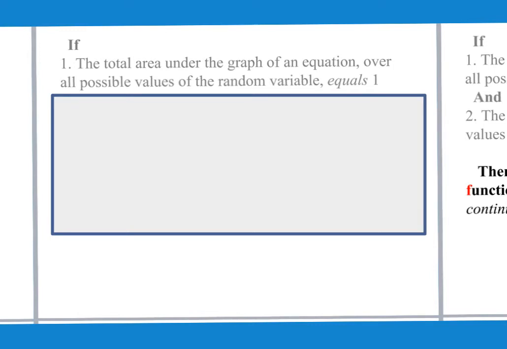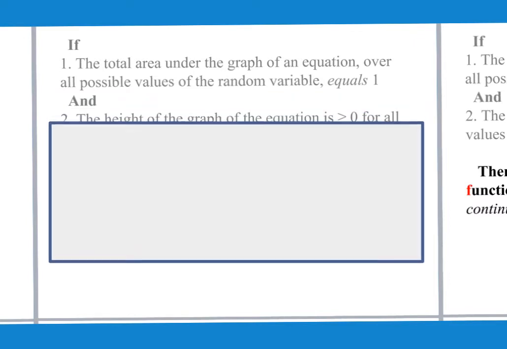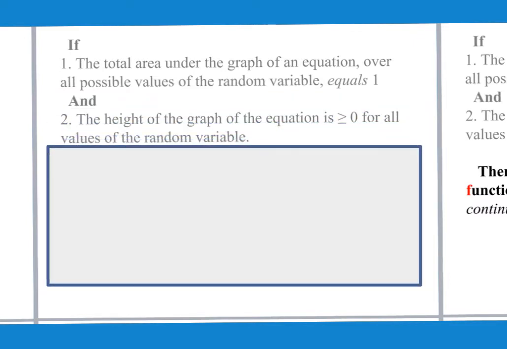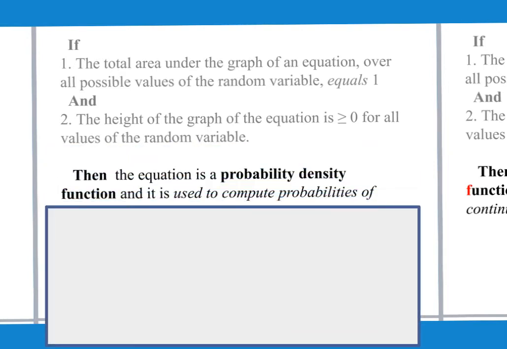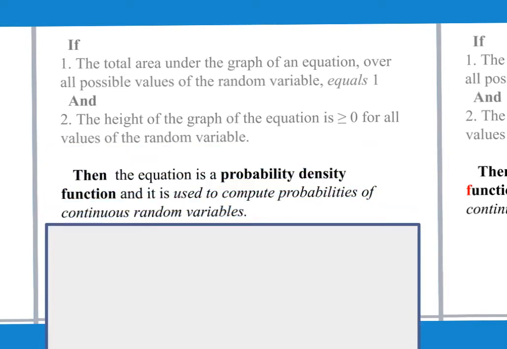If the total area under the graph of an equation over all possible values of the random variable equals 1, and the height of the graph of the equation is greater than or equal to 0 for all values of the random variable, okay, so there are no negative probabilities, so there's no negative height. There could be a 0 probability, but it has to be 0 or greater. So the height of the graph is greater than or equal to 0 for all values of the random variable. Okay, then the equation is a probability density function, and it is used to compute probabilities of continuous random variables.